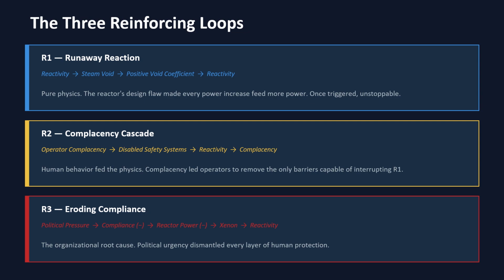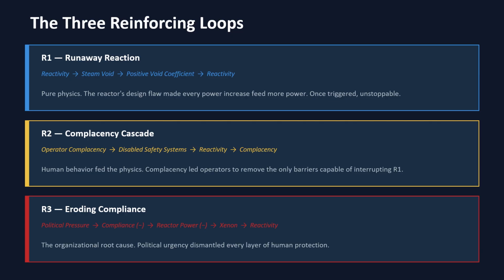R2 is the complacency cascade. Here the performance pressure increases, the operator complacency also rises and the safety systems are disabled, which increases the reactor risk and also reinforces a reliance on shortcuts. This is a human behavior loop where caution is being replaced with confidence, and this is where things are going in the wrong direction.